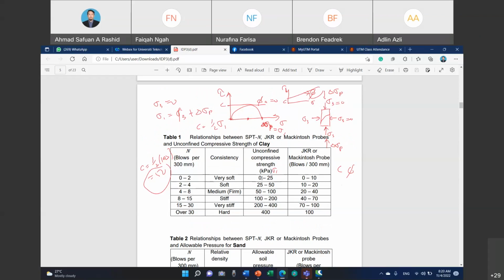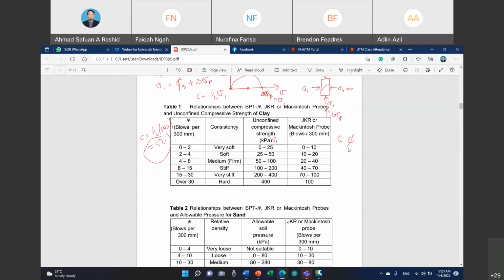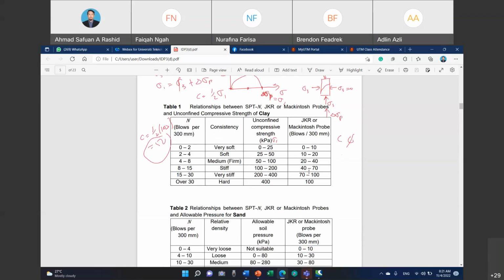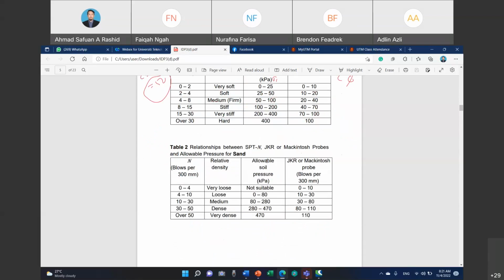So if it's a purely clay material, saya rasa kalau ada maklumat on JKR punya value ataupun Macintosh probe punya value, you also can use this Macintosh probe value untuk determine the bearing capacity as well. Mana nak dapat, saya rasa kalau ini tak ada, you can get it either from any reference book ataupun from Google. Okay, so that is for the clay, while this is for the sand.